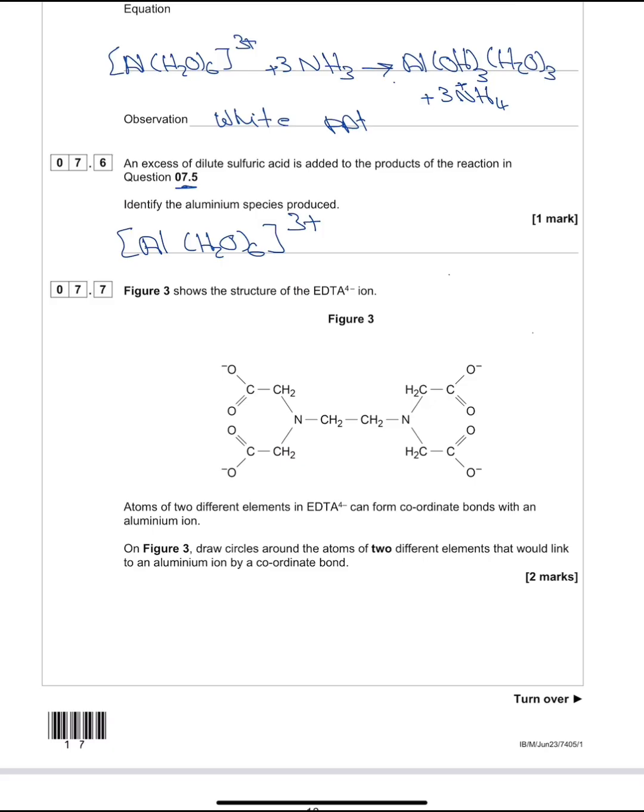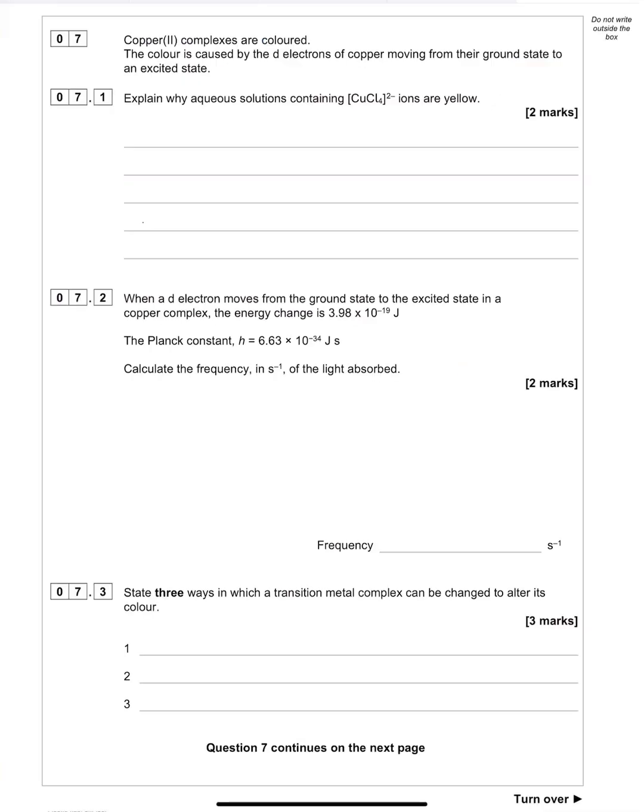Then this is the structure of the EDTA 4 minus ion, and there are atoms of 2 different elements in the EDTA that can form a coordinate bond with an aluminum ion. So they want you to draw a circle around the atoms of the 2 different elements. Remember, in the EDTA, we have the 2 nitrogens and the 4 oxygens with the negative charge. These are the 6 atoms which are going to form the coordinate bond, because this is a hexadentate ligand. So you simply should circle one of the nitrogens and one of the oxygens.